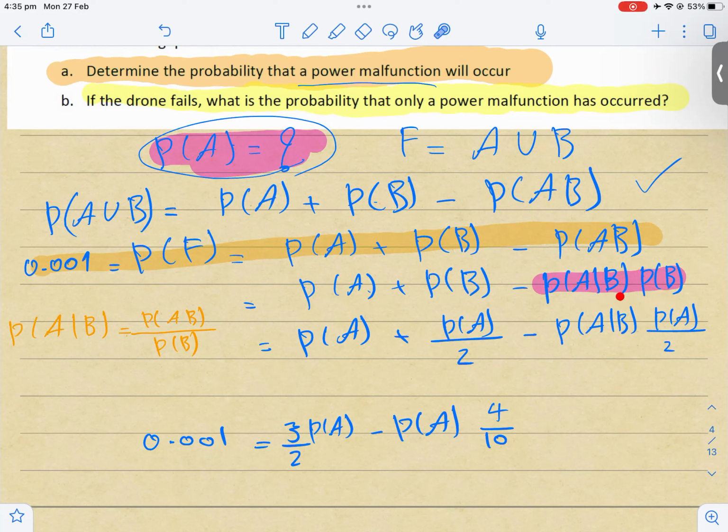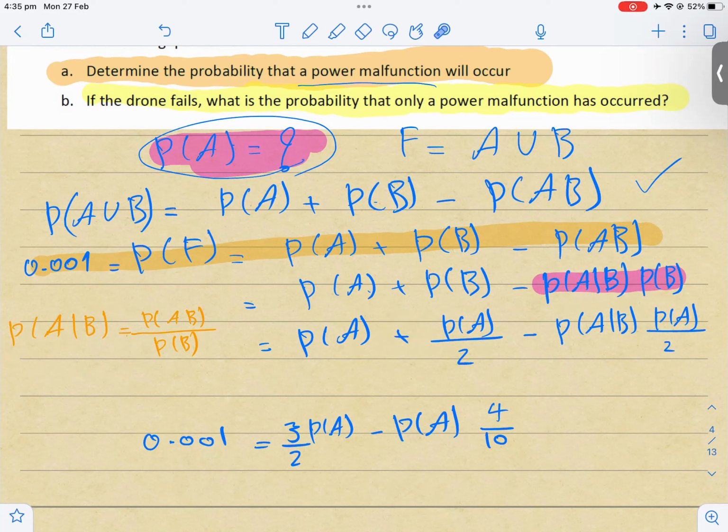Any suggestion for this? Do you remember the conditional probability definition? I have written it here. Probability of AB is equal to the conditional probability times probability of B. That's why I have written this one.